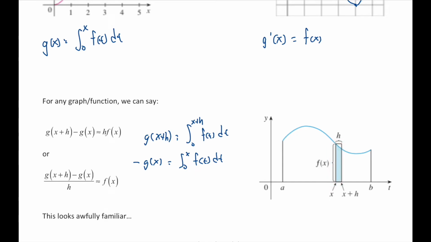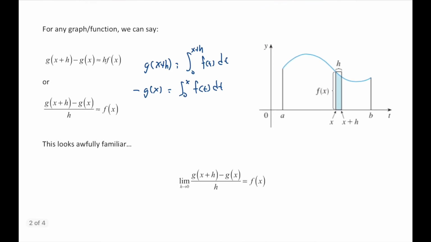Now manipulating that, if I divide by h, it turns into g of x plus h minus g of x all over h, which is approximately equal to just that height. But that looks kind of familiar. At a limit, as that h gets smaller and smaller, that gets closer and closer to just the single height of that. But that's the definition of the derivative. So g prime of x is actually equal to the value of our function with that value, the upper limit x, substituted in.